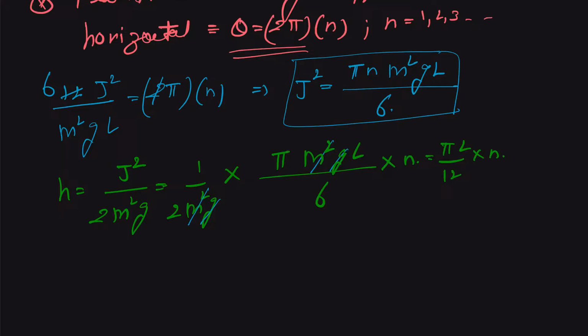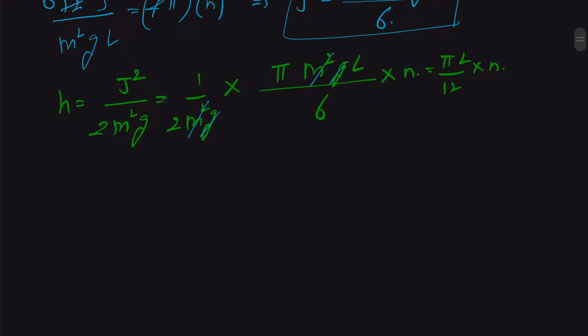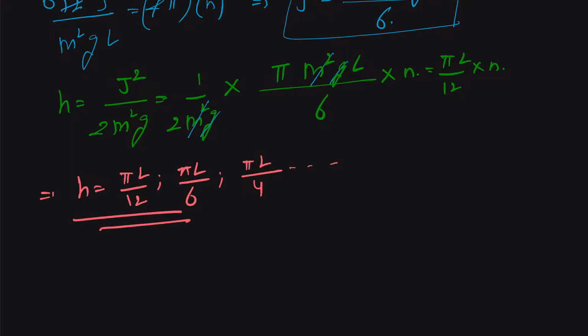We can substitute the value of n equal to 1, 2, 3, 4. Therefore, we can say that our value of height will be equal to pi L by 12. If we take the value of n as 2, this comes as pi divided by 6, and we can write this as pi L divided by 4, and so on. So these are the various values of height that can be taken by the stick.